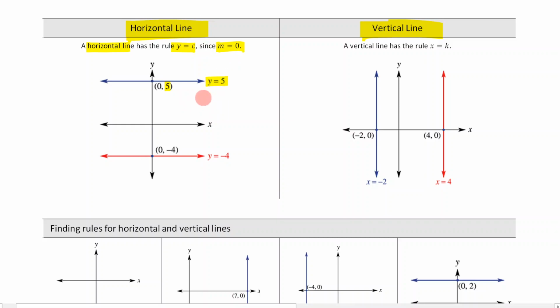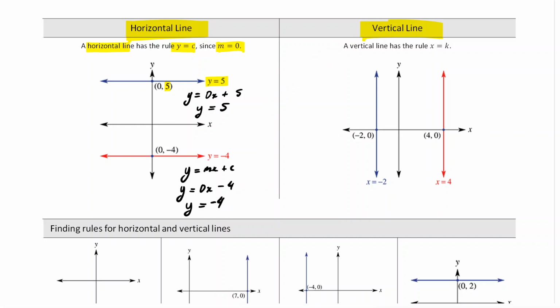So another way of writing this would be y is equal to 0x plus 5. Because my gradient is 0, so my m is 0, and then 0 times x is just 0, so it's just y is equal to 5. So over here, this would be y is equal to, remember, mx plus c. Well, my c value is -4, and my m value, my gradient, is 0. 0x minus 4, is equal to -4. Just like that. So nothing too crazy there.